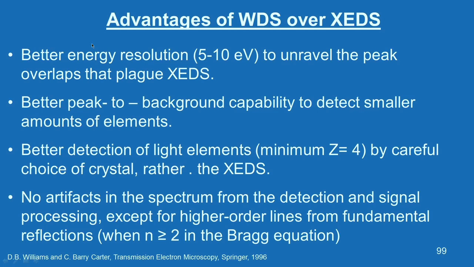And what are the advantages? Better energy resolution, 5 to 10 electron volts, to unravel the peak overlaps that plague EDS. Better peak to background capability to detect smaller amounts of elements. Better detection of light elements, down to minimum atomic number 4, by careful choice of a crystal, rather than the EDS. No artifacts in the spectrum from the detection and signal processing, except the higher order lines from the fundamental reflections when the order of reflection is greater than or equal to 2 in the Bragg equation.